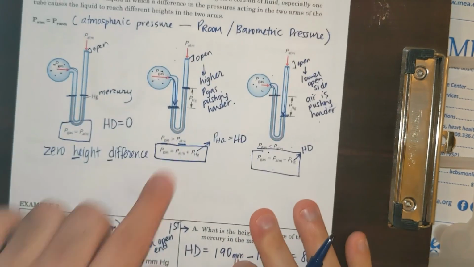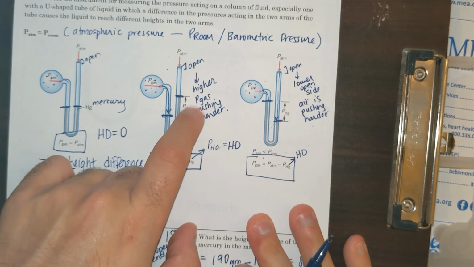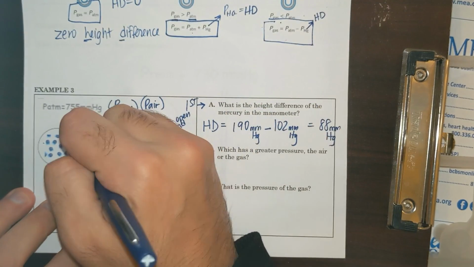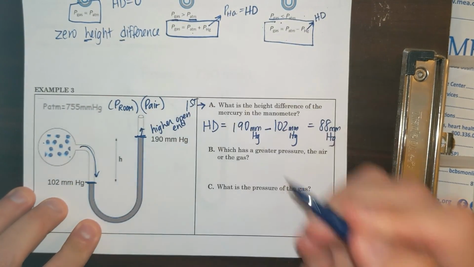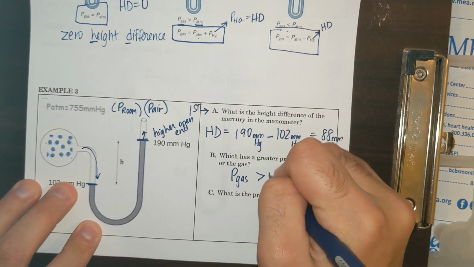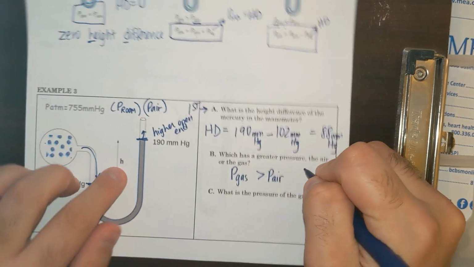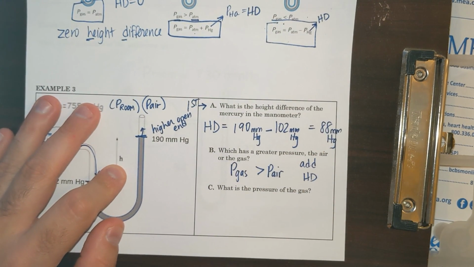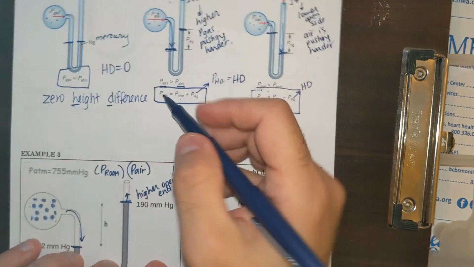And as mentioned up here, if it's higher on the open end, it means the pressure of my gas is pushing harder. That means it's pushing down more, it's pushing more against the air. And because of that, my pressure of my gas is greater than the pressure of my air, which means I add the height difference. And so now I use this equation.